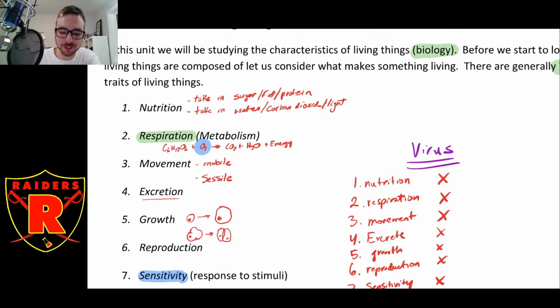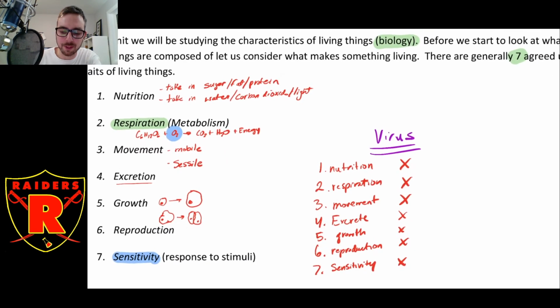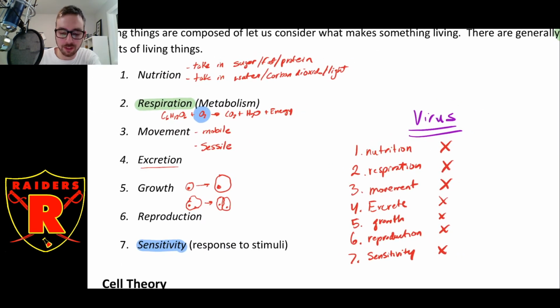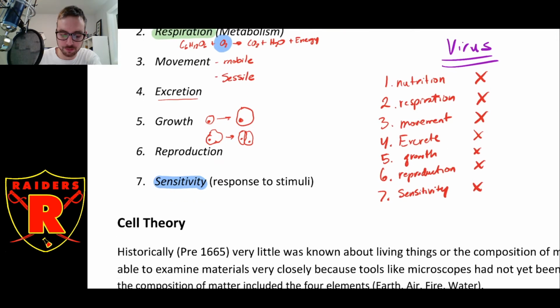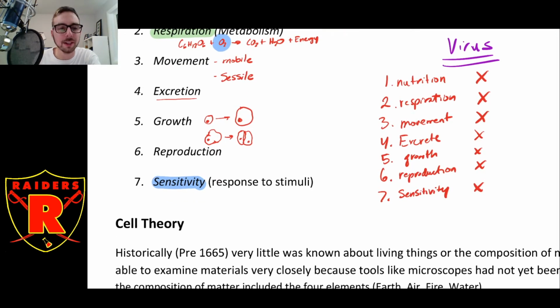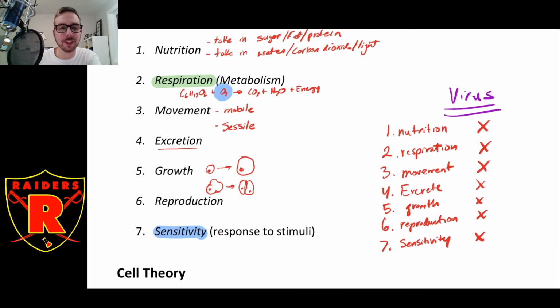All right. Anyway, the reason I start there is that a living thing requires all of these things. Historically, we knew this. We knew living things did these, but we had no idea what living things were made out of. It's kind of cool, really.